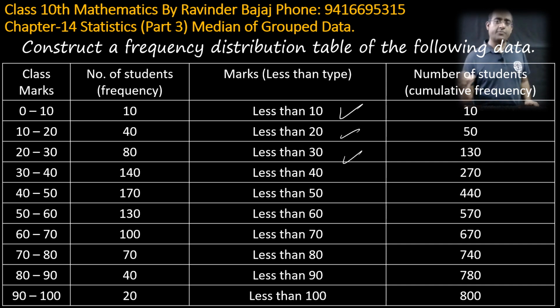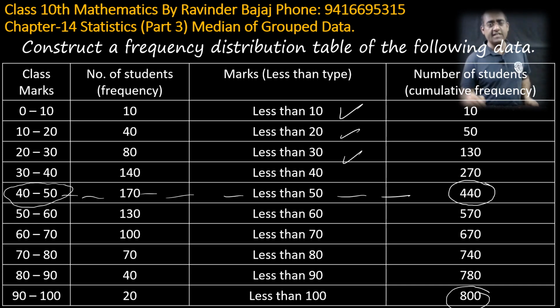Now with the help of the formula you can find the median. Now let me find the median for you. Here total is 800. 800 by 2, 400. What is the value next to 400? This is 440. Now which one is the median class? Take care of this thing. This is called the median class. 40 to 50 is the median class.